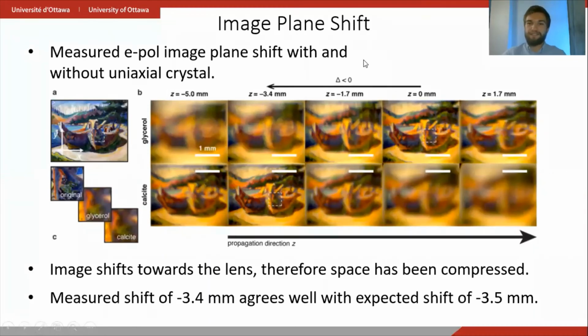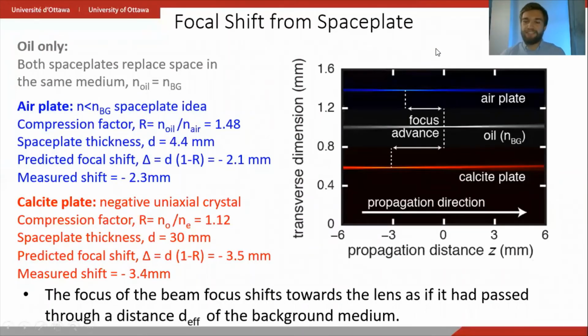And here are some select screenshots from that video you saw. As you see, the image formed through just the background medium of the glycerol, its position is defined as z equals 0. And then once we add the calcite, we observe the image plane shift by 3.4 millimeters against the direction of propagation. And so this agrees fairly well with our expected value of 3.5 millimeters. A more accurate way of looking at the shift would be to look at how a beam comes into focus rather than how an image comes into focus.